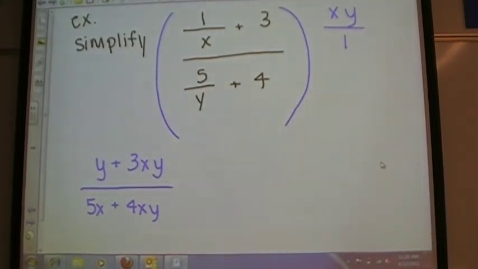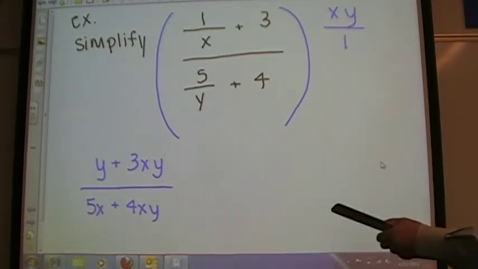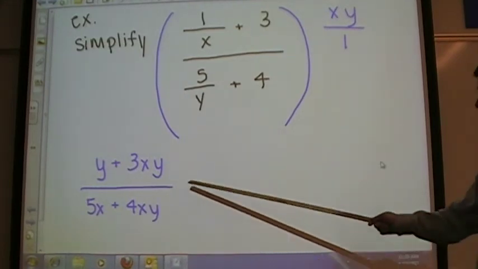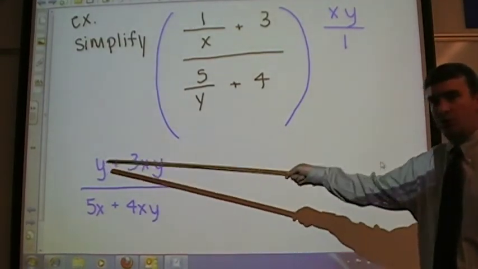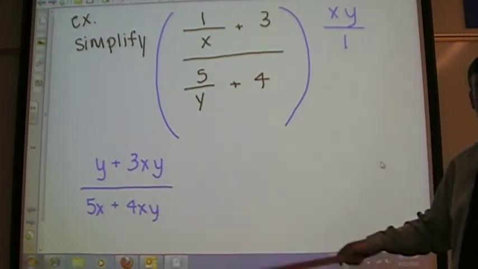You can't cancel out the xy's. No, you cannot divide anything out, and some of y'all did that yesterday. You cannot divide anything out that's being added or subtracted to another term. Okay?